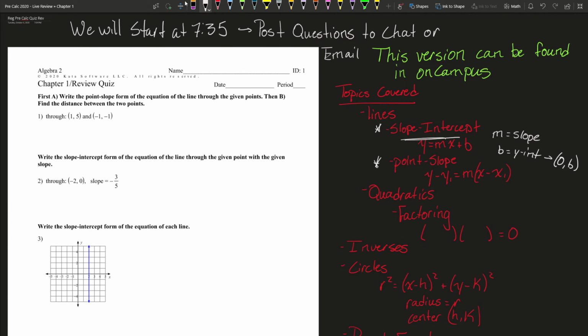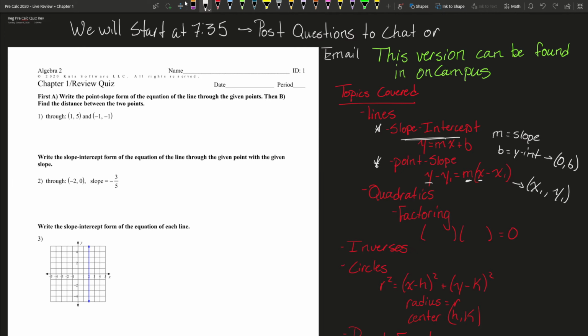For point slope, it's slightly new. It's a little bit easier of a form to work with, especially if you're dealing with fractions. M is still slope, but we're dealing with the point (x1, y1), and the regular y and the regular x just stay there. So you have a point, you plug it into x1, y1, you plug in your slope, and then you're done.